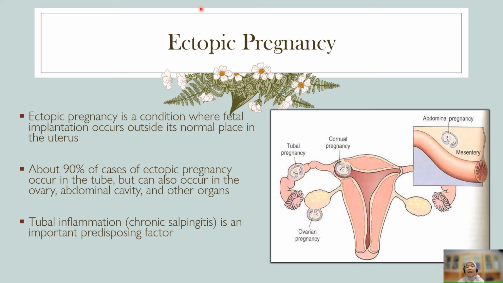90% of cases of ectopic pregnancy occur in the tube. Why? It is because most fertilization occurs in the ampulla of the fallopian tube. This is related to the main risk factor of ectopic pregnancy, that is, chronic salpingitis. Chronic inflammation of the tube usually leaves a scar in the lumen. This scar would prevent the fertilized egg from moving to the uterine cavity and implanting within the endometrium. This is the reason why most ectopic pregnancies are found in the fallopian tube.